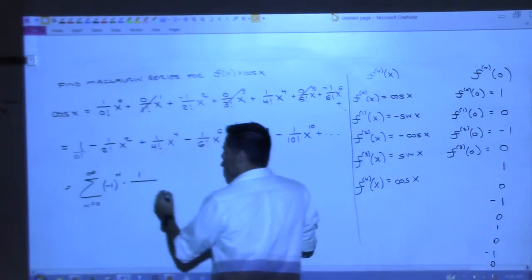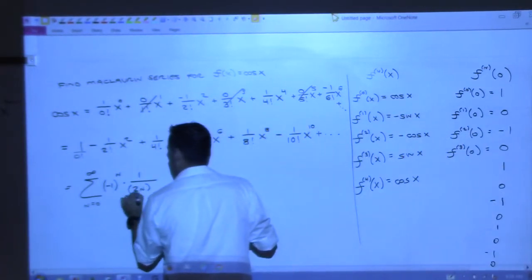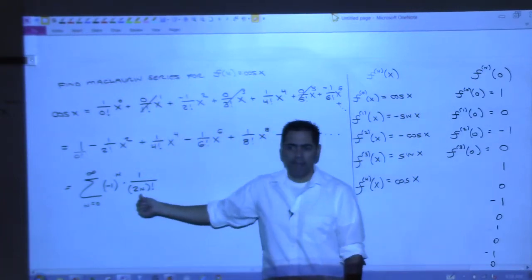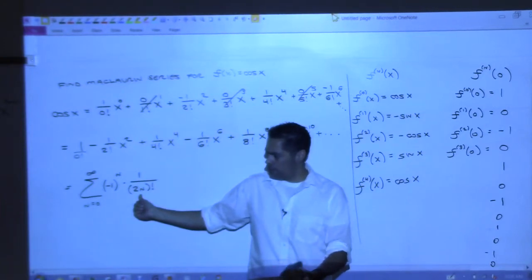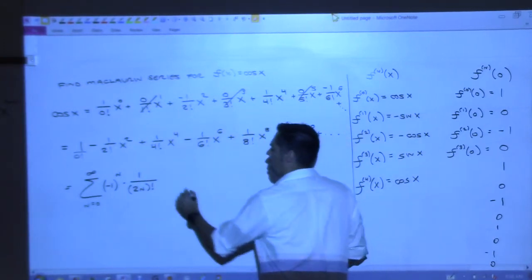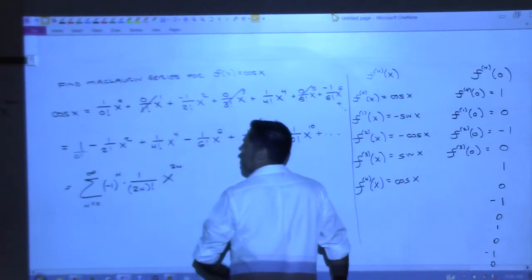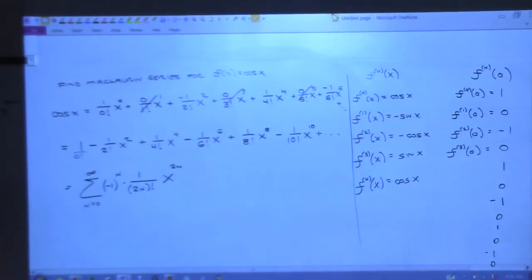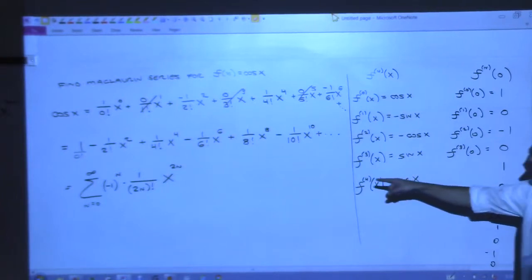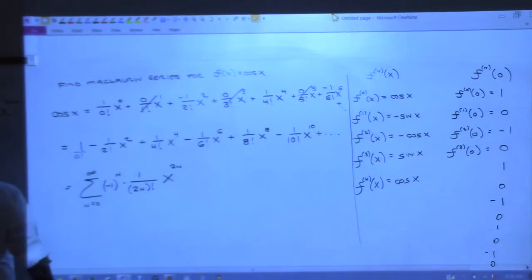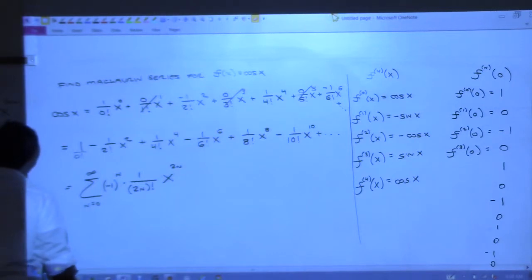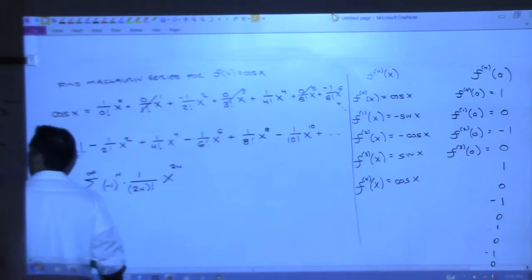2n what? 2n factorial, in parentheses. So if you plug in 0, you get 0 factorial. You plug in 1, you get 2 factorial. Plug in 2, you get 4, 6, 8. And now x to what power? 2n again. Bam. There it is. That's the Maclaurin series for cosine. So I'll put it over here. Cosine x equals sum n equals 0 to infinity, negative 1 to the n, 1 over 2n factorial, x to the 2n. There we go.